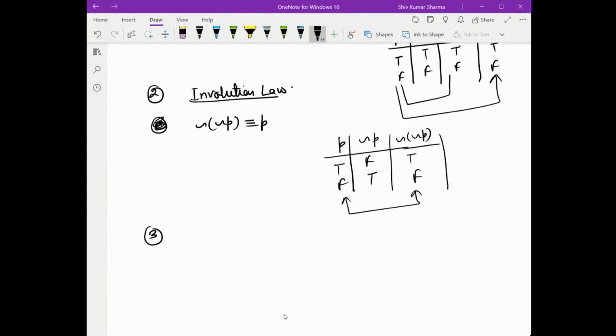Okay. Law number 3 is identity law. You remember all the laws?